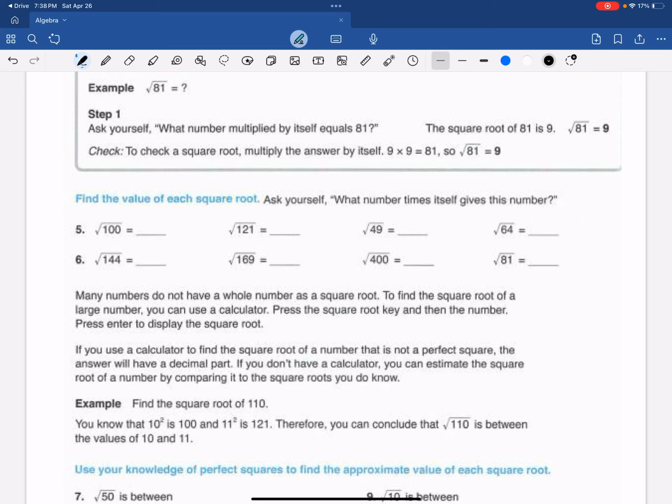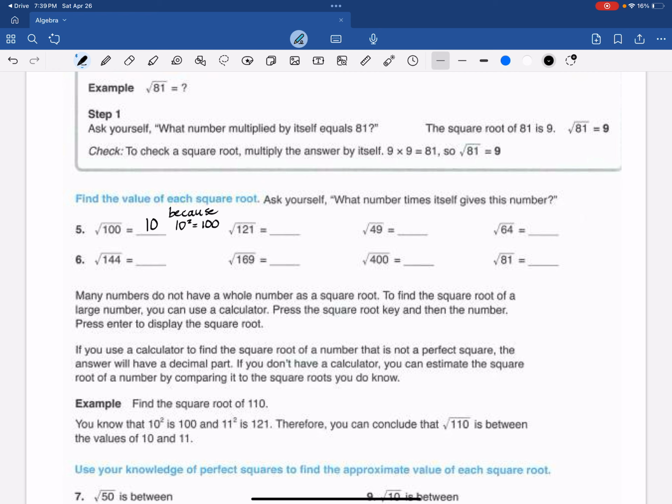On page 56, we are doing the inverse of raising a number to a power. We're going to take the square root of numbers. So the square root of 100 is 10 because 10 to the second power is 100.